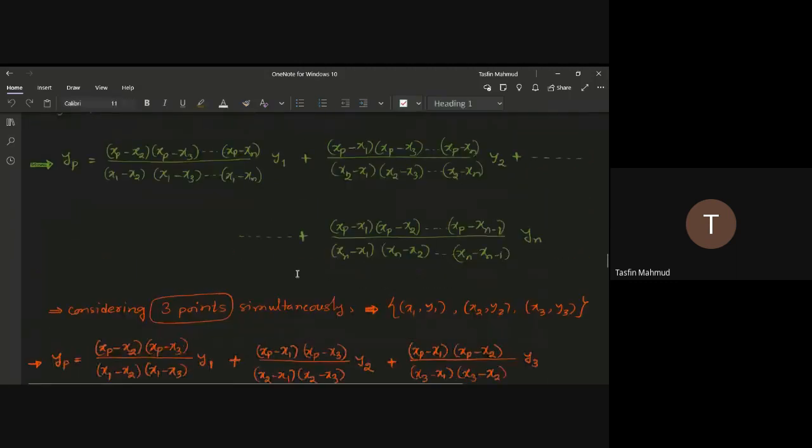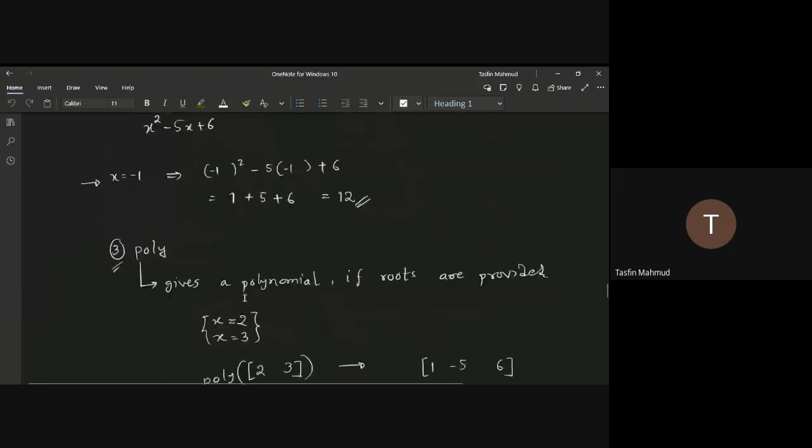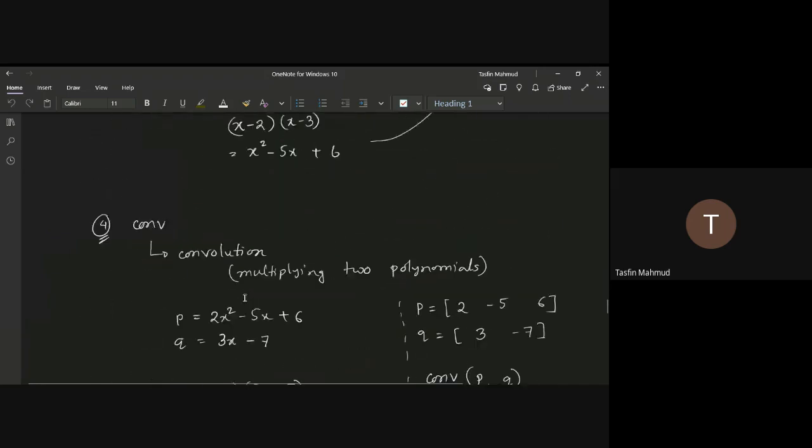The Lagrange polynomial was the polynomial interpolation technique. And then we went through the MATLAB codes. I tried to explain, and the codes are provided. Okay, so these were the techniques that we learned about interpolation. And today we will discuss about regression.